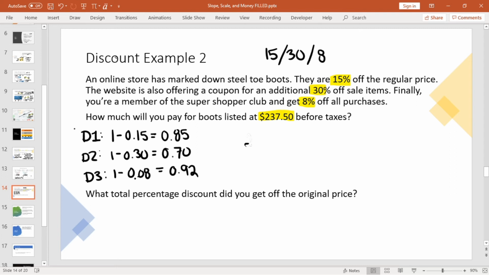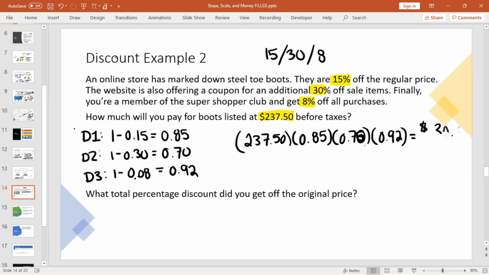Okay, so if I want to know how much these are going to cost after all these discounts are applied, my list price, and I'm just going to multiply by all those complements. Oops, 70. And it should be $130. There we go. Okay, what total percentage discount did you get off the original price? So let's find out how much we paid, what percent of the price we paid. We're going to multiply all our complements together. Oh, I really want to make that 75.